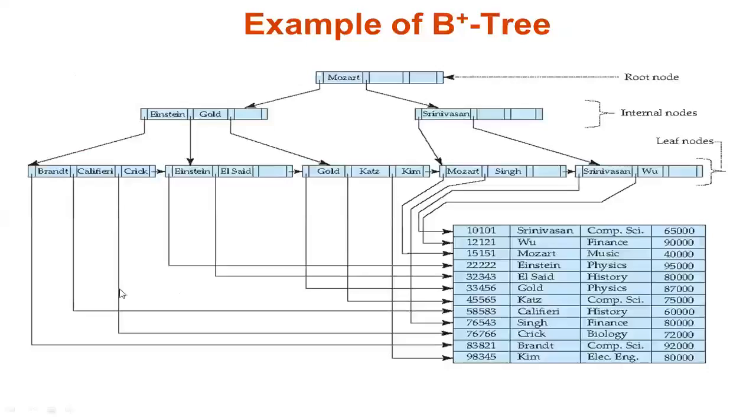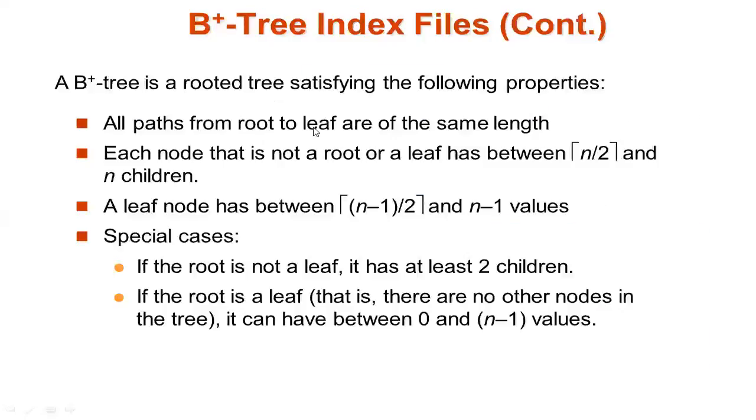That is the intermediate node. Without the leaf node and without the root node, you have the intermediate node, or the internal node, and this internal node will have between n/2 and n children. A leaf node has between (n-1)/2 and n-1 values. So now how many values can be present in the leaf node as well as the intermediate node? This was the condition. In the leaf node, the condition given is (n-1)/2 to n-1 values.